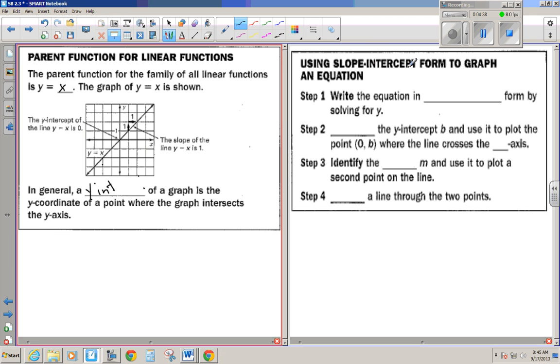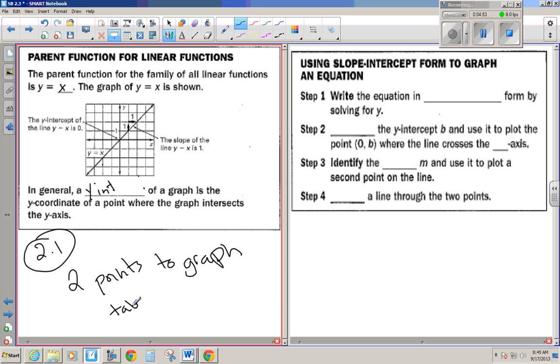All right, using slope-intercept form to graph. Now remember, from 2.1, you just need 2 points to graph. Meaning you could use a table of values, and you could still graph using a table of values. But there are some fair shortcuts.